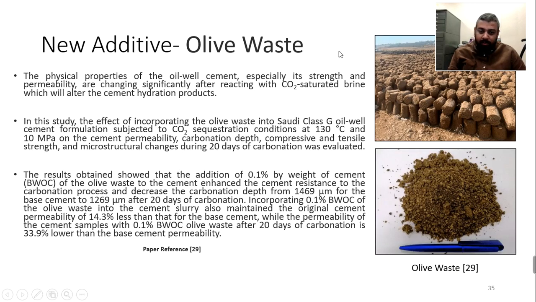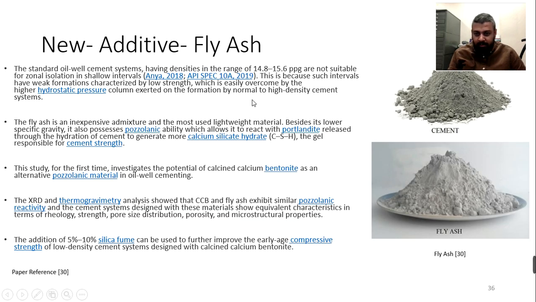Then we have a new product which is called oil waste, and again this is used in Saudi Arabia with Class G oil well cement, and the purpose is to check the permeability, carbonation and so on. They found out that it can reduce the permeability, and also it can increase the strength of the cement in Class G and so on. So they used it in Saudi Arabia.